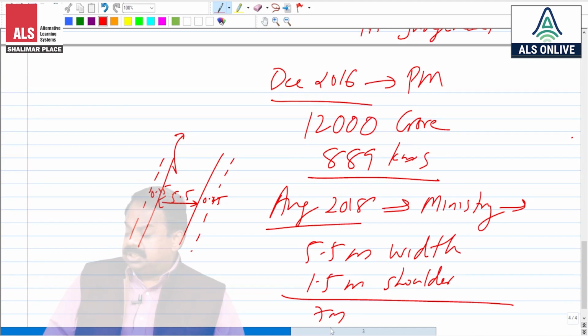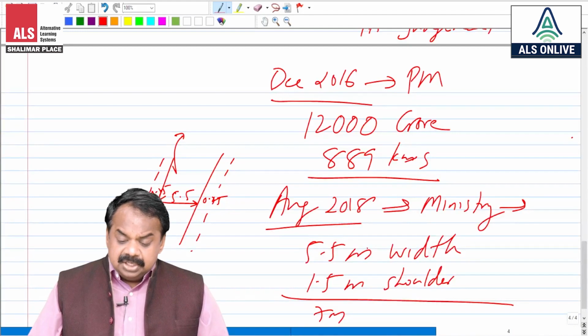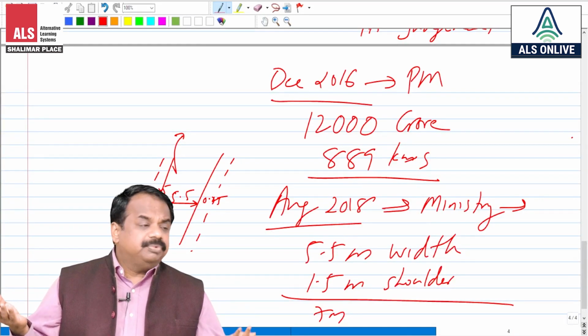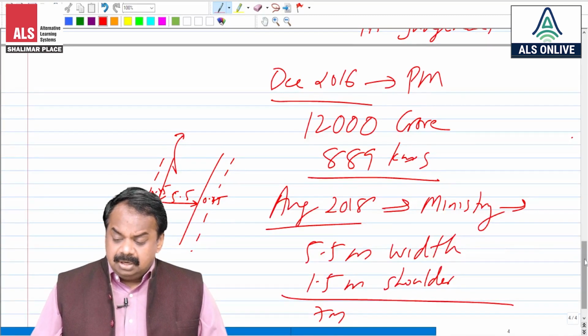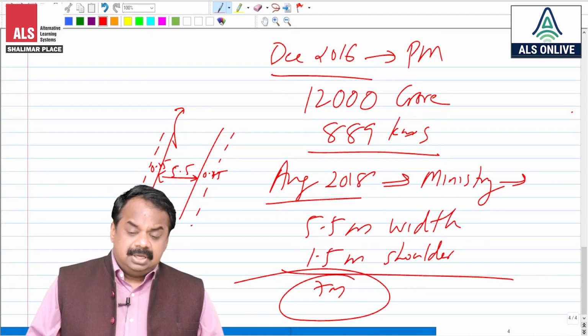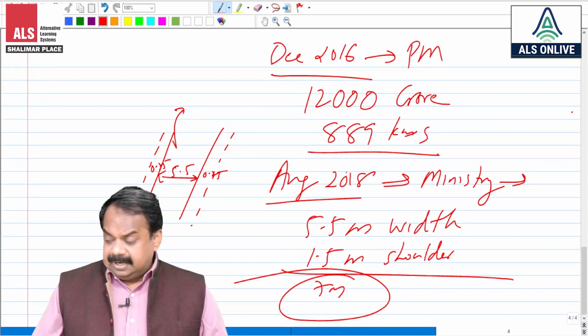In fact, for this 2-lane structure, the highway department said that this should be the width for all highways. In such critical hill areas, the maximum width should be only 7 meters. That is what the highway ministry said in March 2018.